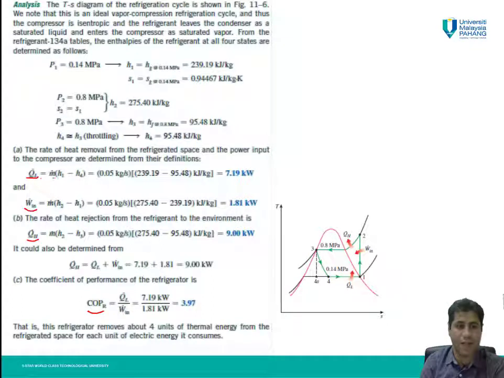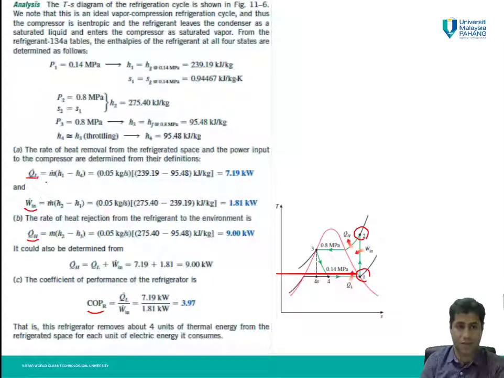So Q dot L is equal to M dot times H1 minus H4, enthalpy at this state minus enthalpy at this state. Why M dot? Because we are going to calculate Q dot L, or rate of heat transfer, or heat which is absorbed from the cold region or refrigerated area in rate form. So we need to multiply this by M dot.